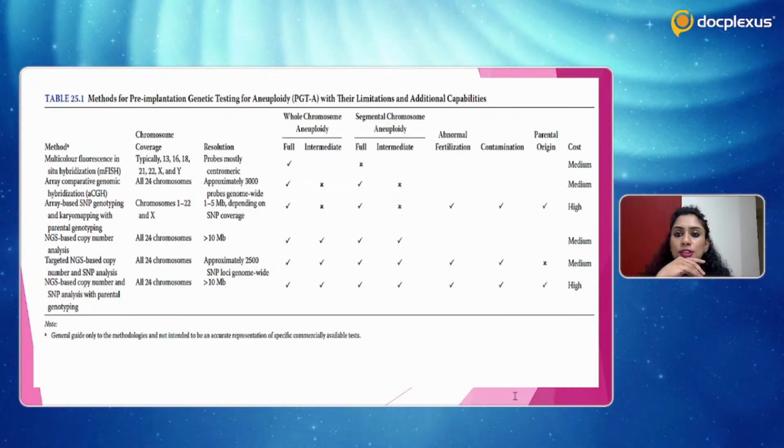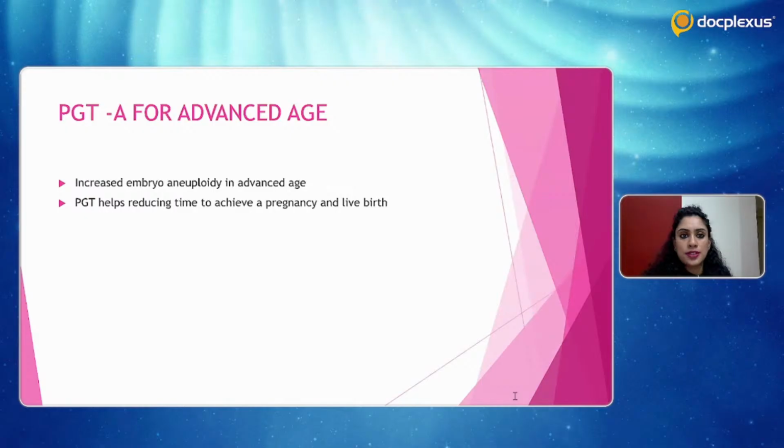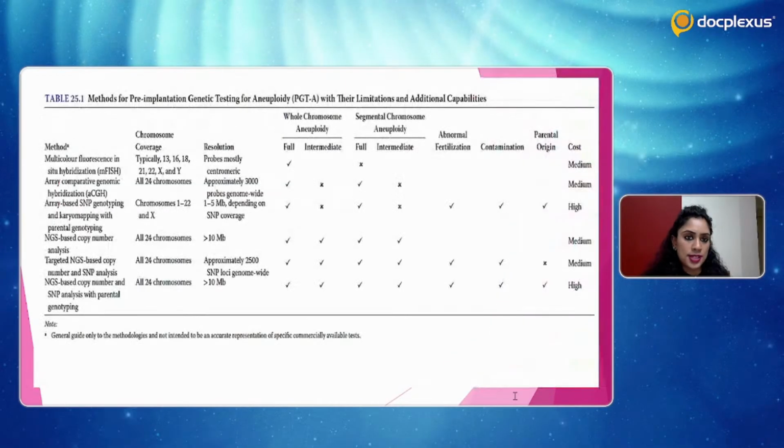Now, the methods of pre-implantation genetic diagnostic and testing for aneuploidies have been summarized in this group with limitations and additional capabilities. What about PGTA for advanced age? There is increased embryo aneuploidy in advanced age. PGT helps reduce time to achieve pregnancy and live birth.